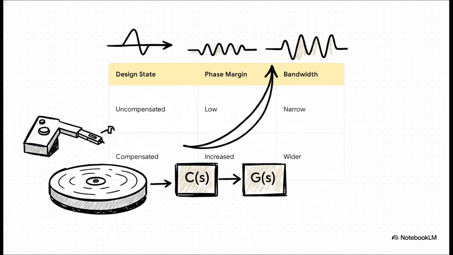Take a disk drive read system, for example. An uncompensated drive has a low phase margin and a narrow bandwidth, meaning it's sluggish and prone to crashing. But if an engineer adds a lead compensator, it physically alters the transfer function. Visually, on our plot, the bandwidth widens for a faster response, and the phase curve pushes up, creating a much safer, more stable phase margin.